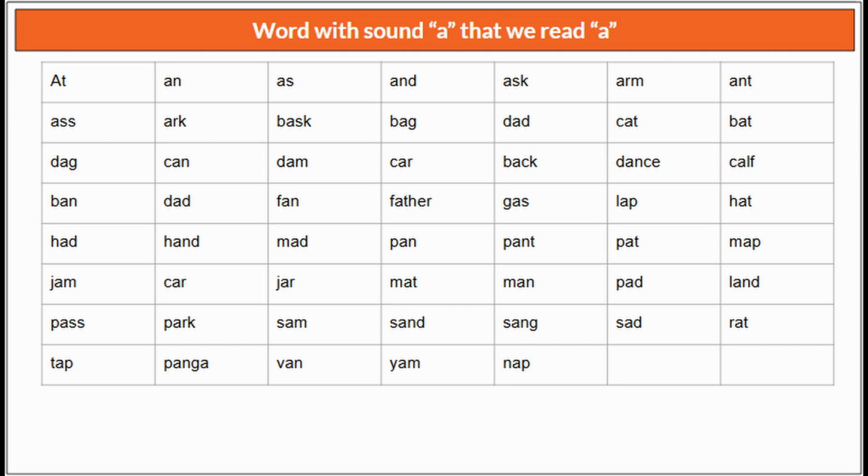So you see, this vowel here, A, didn't take the English sound. We just read it as you can read it in your own languages. If it is in Swahili, you just read it as A. If it is in French, you will just read it as A, and it remains just like that. So we don't say ate, no, at. An, as, and so on.